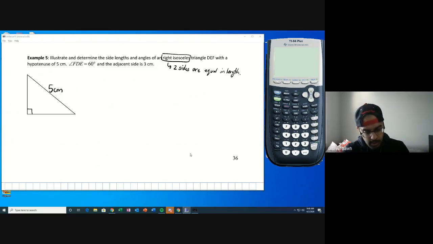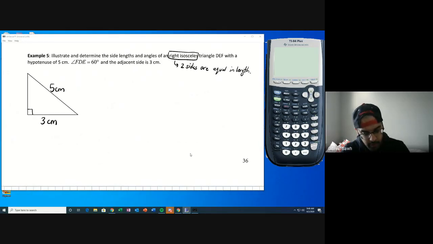I'm also told that one of my other side lengths has to be 3 centimeters. Doesn't really matter which one you make it. Since this is an isosceles triangle, the other side length has to be 3 also. Okay, so let's try this out. I've got to label that triangle with its angle letters DEF. Now I'm told that angle FDE has to be 60. Okay, so make sure when you're putting your letters on here that you label them accordingly.